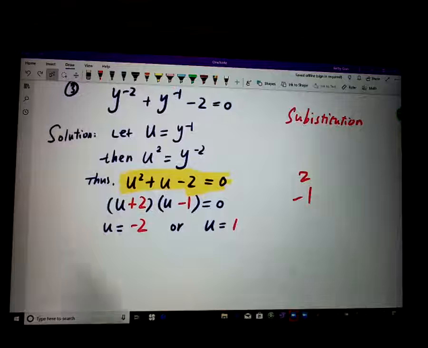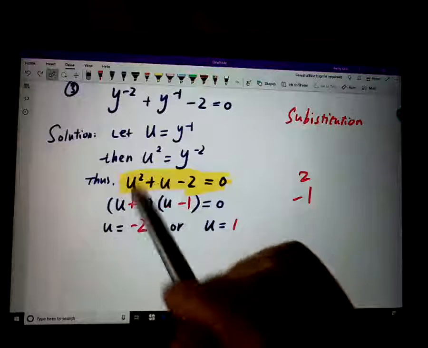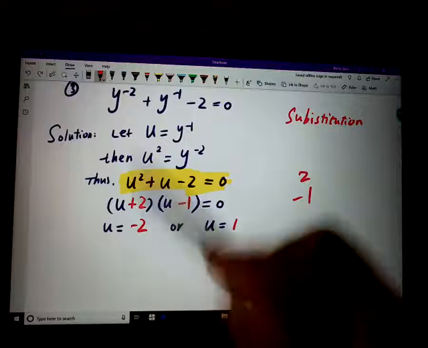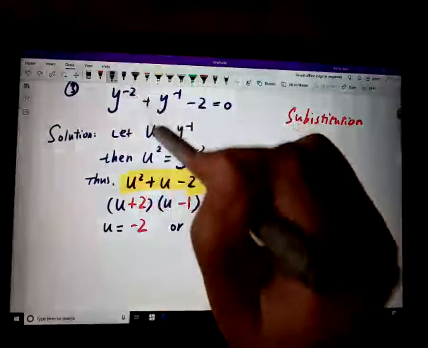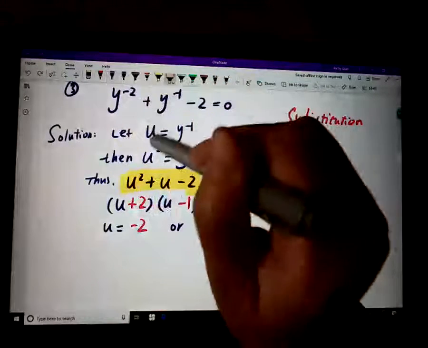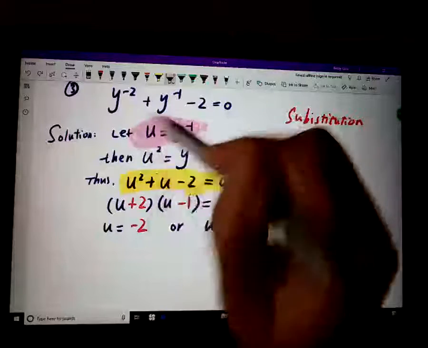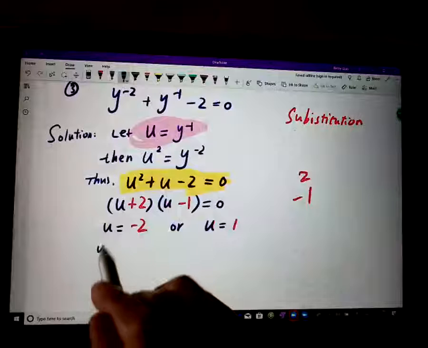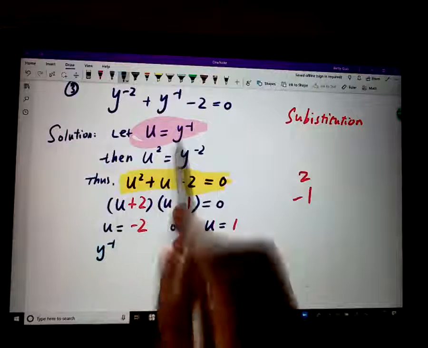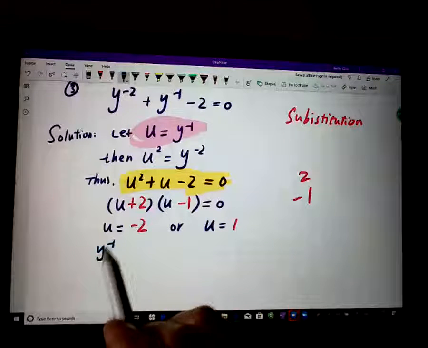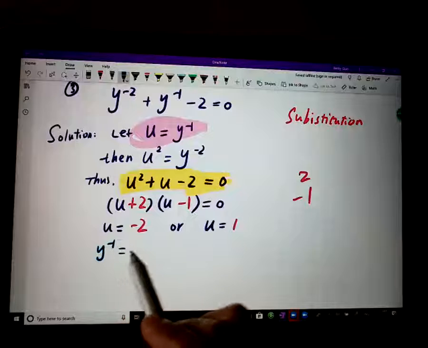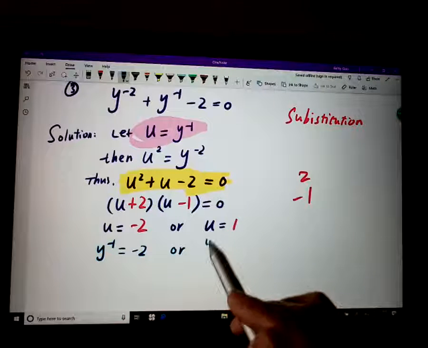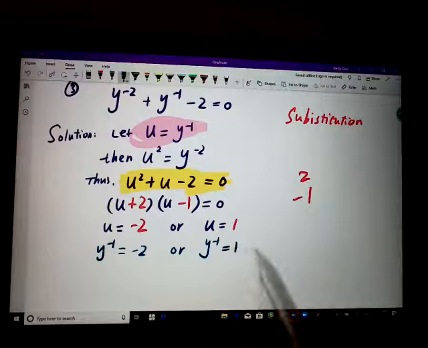Same thing, we are going to go back. Earlier we went from y to u. Now we are going to go from u to y. Use the same substitution again. Because u equals y to the power of -1, we're going to replace u with y to the power of -1 here, equals -2, or u equals y to the power of -1 equals 1. Okay?